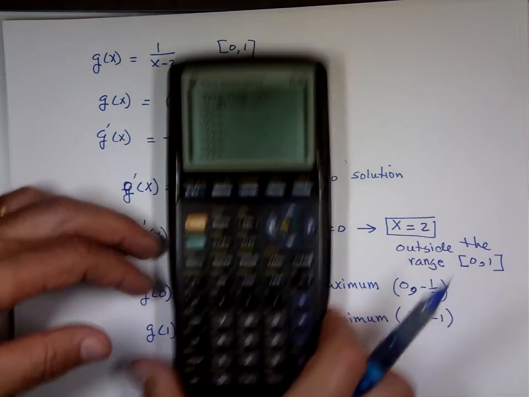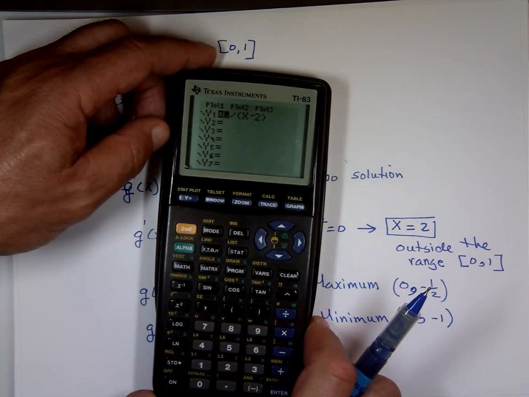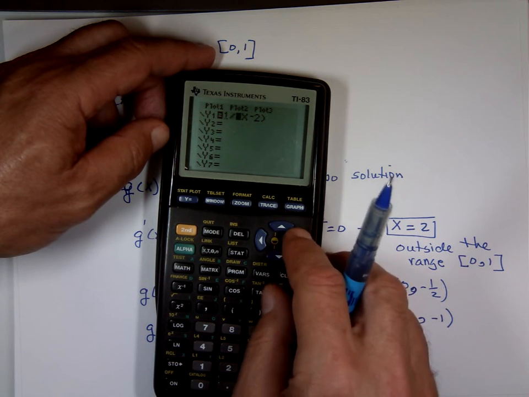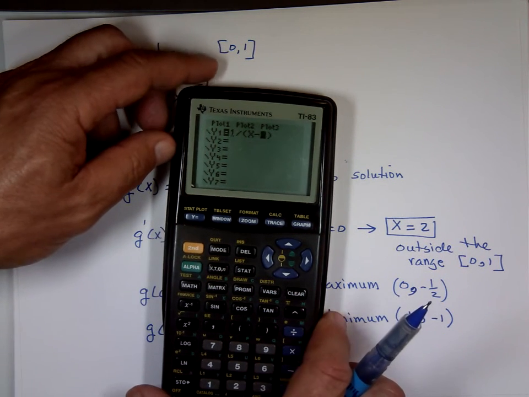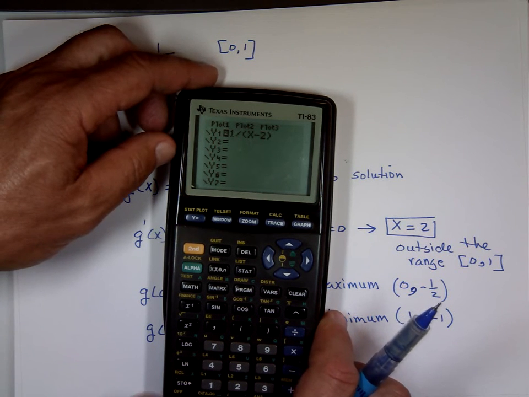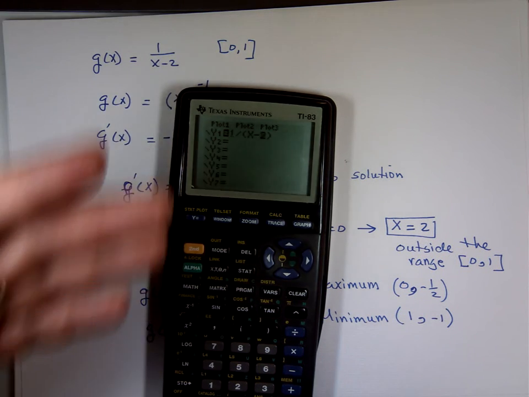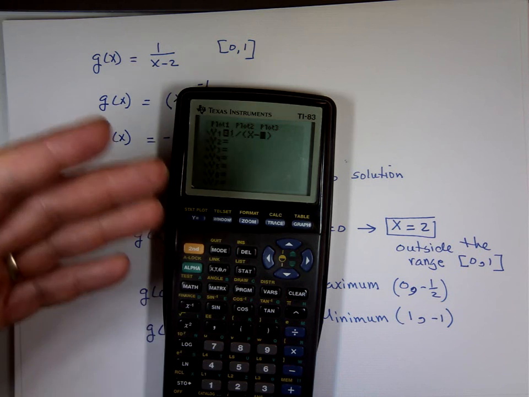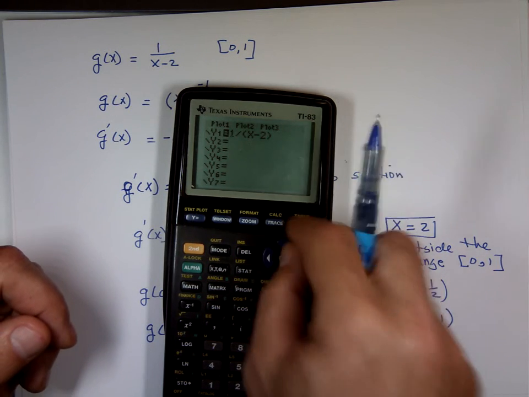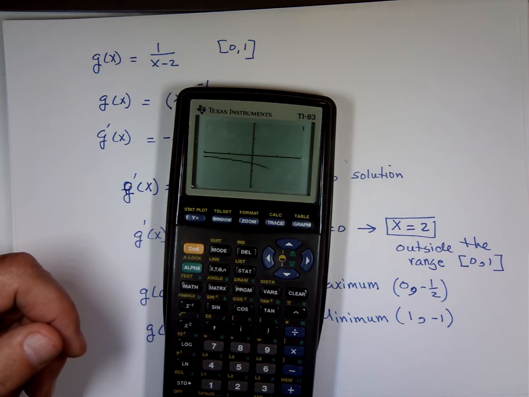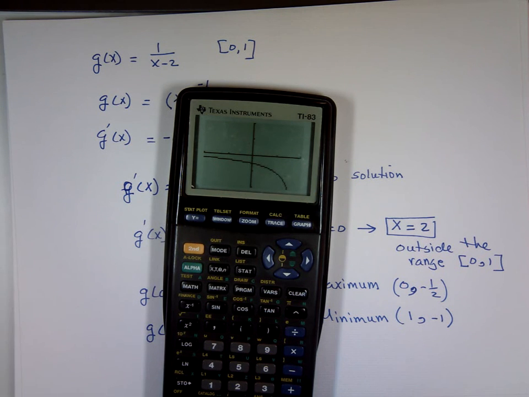Wonder if that's the wrong minus sign. Ah, that's what it was. It's the wrong minus sign because it wasn't making any sense. It was showing the vertical asymptote as 0. It can't be. It has to be at 2. Here we go. Now that makes sense. You're going from 0 to 1. That's your maximum. This is your minimum.